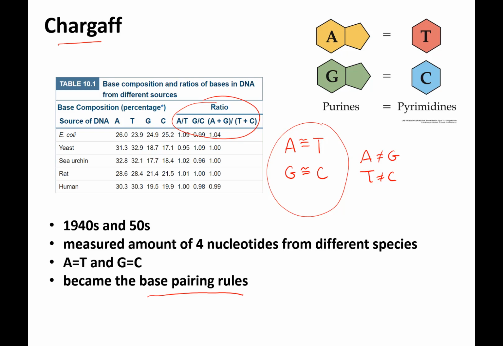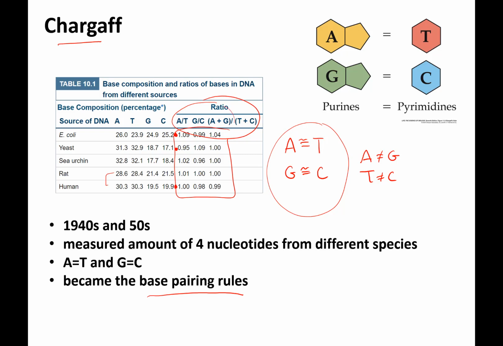The other thing he noticed is that different organisms had different amounts of the different bases. So there was not a standard level, right? So here E. coli has 25% G's and C's, whereas yeast only has 17 or 18%, and humans have 20%. But when you did the ratios, no matter what organism they came from, the amount of A and T were equal and G and C were equal.